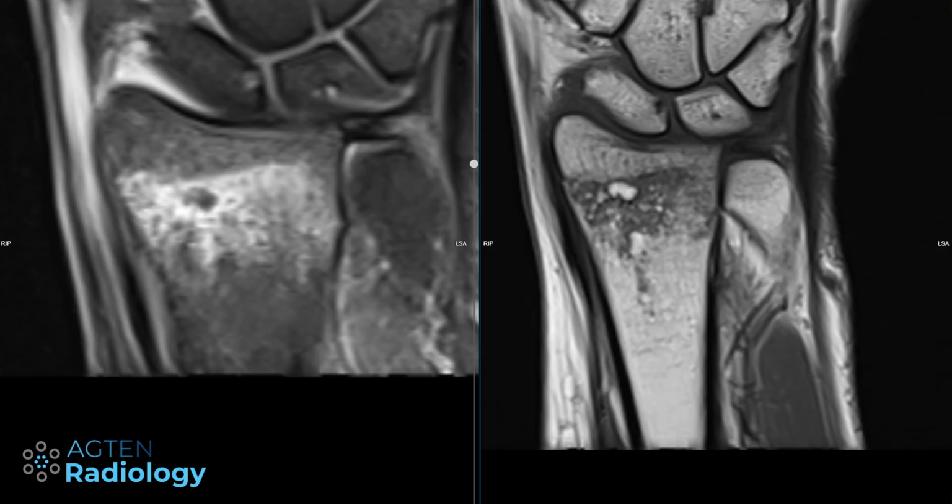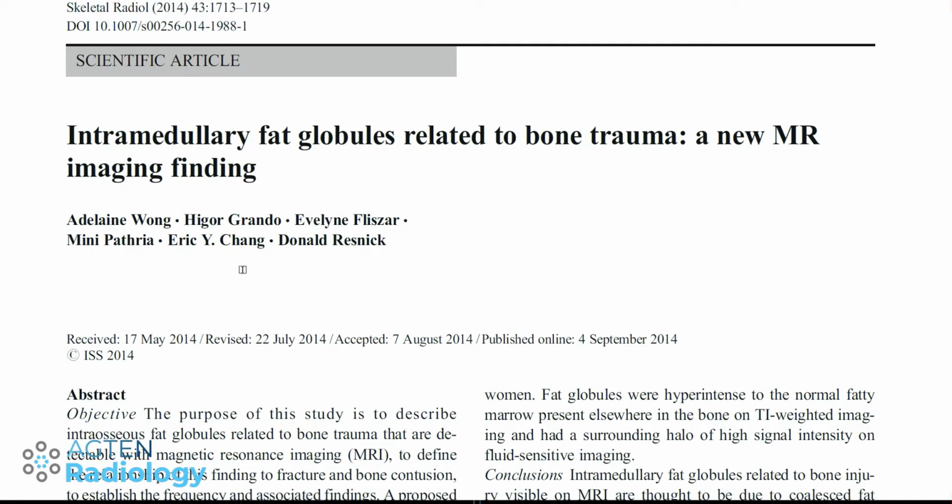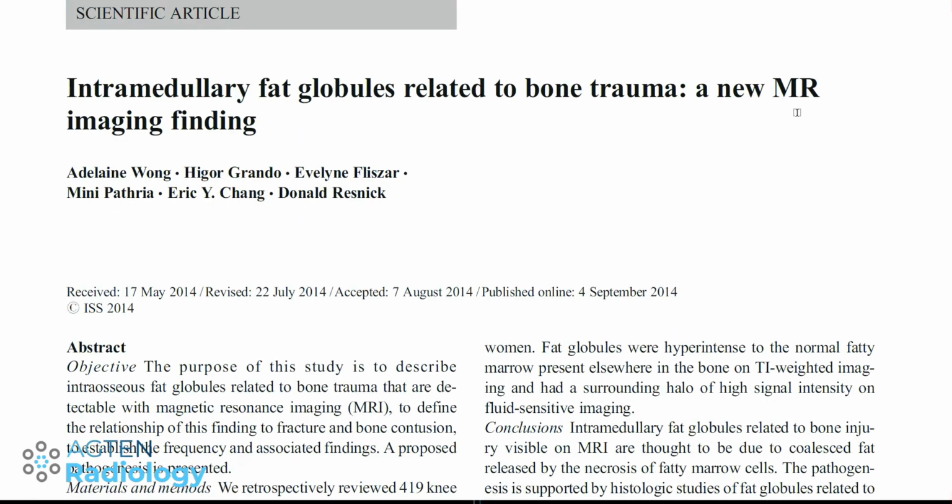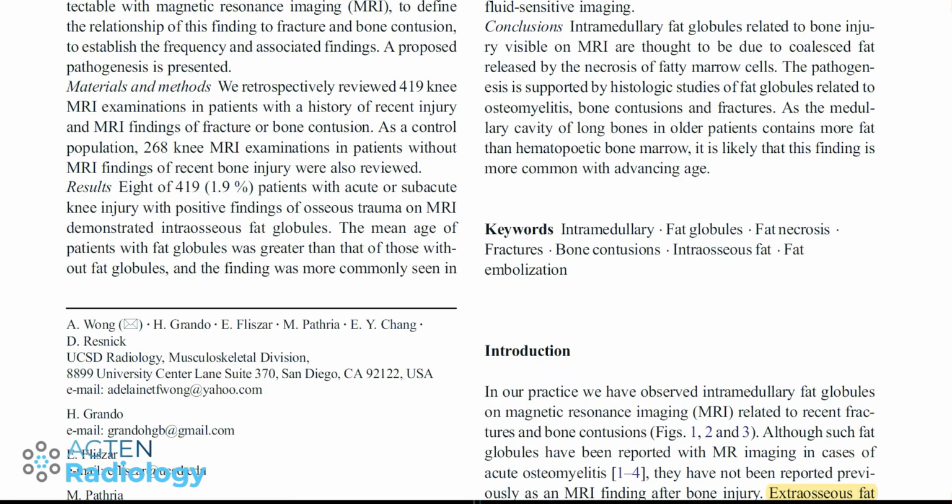Now let's move on to the paper. This is the article that I found when I saw this the first time. It's in Skeletal Radiology, 2014, so it's been a few years already, and it's by the group of Resnick, so a very good article. They write here, intramedullary fat globules related to bone trauma, a new MR imaging finding. So at that time, this was not described previously. It was just known to be there with osteomyelitis. They looked at a lot of cases, I think it was knee MRI, and in up to 2% of patients after acute or subacute knee injury, they saw this fat globule sign.